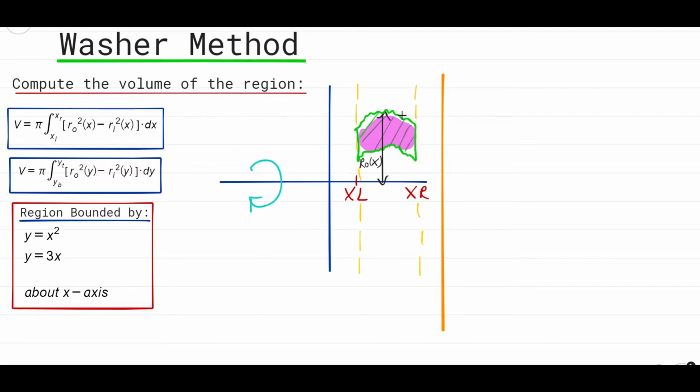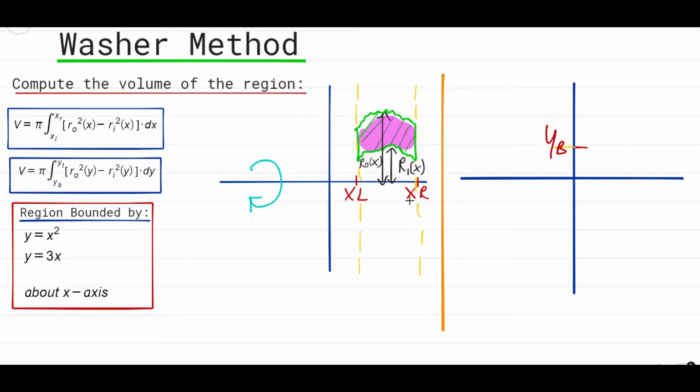So the outer radius is this right here, where my mouse is, to the point of axis, to where the axis of revolution is occurring. The inner radius will be the function that is closer to the axis of revolution. So this line is closer to the axis of revolution, which is the x-axis.